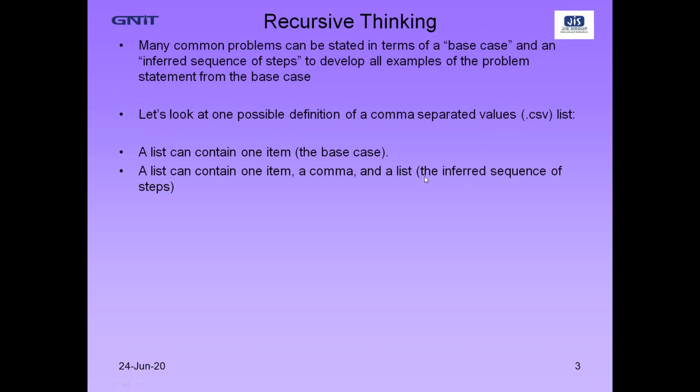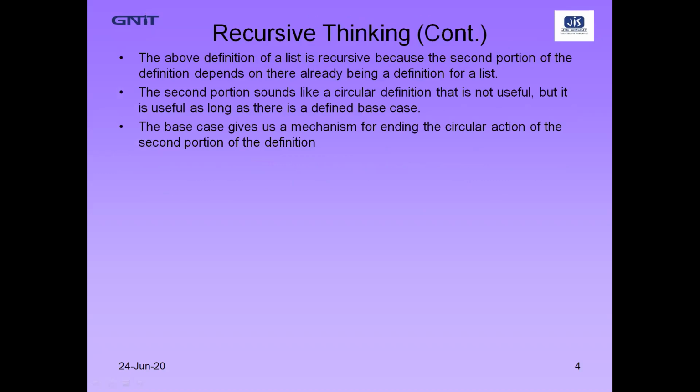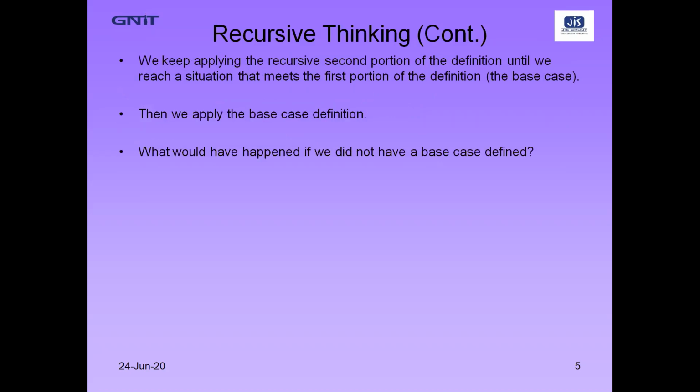Okay, so this part again calls itself, the list. So this is also another example of the recursive operation. Okay, and the base case here gives us a mechanism for ending the circular action of the second portion of the definition, because every recursion, when it needs termination, will call the base value. Okay, but without using the base value, a recursive function never terminates. That is, it goes to the non-terminating criteria in this case. So as I already told in the disadvantage part of recursion, this is the very dangerous part.